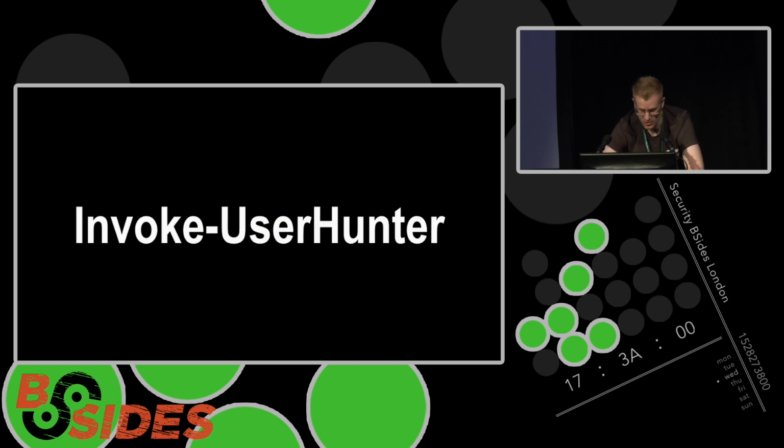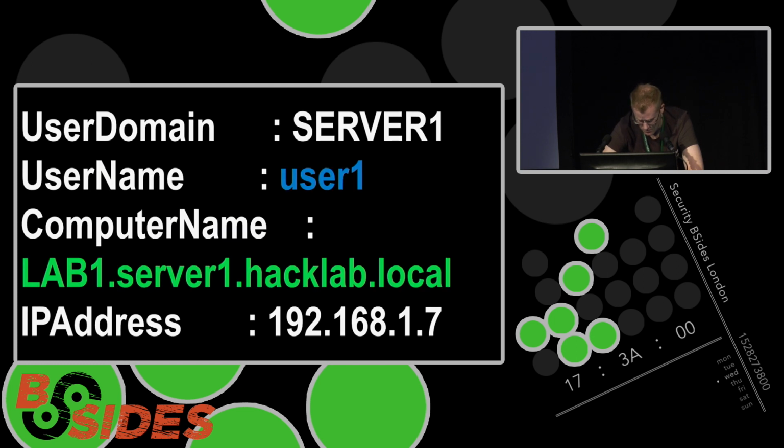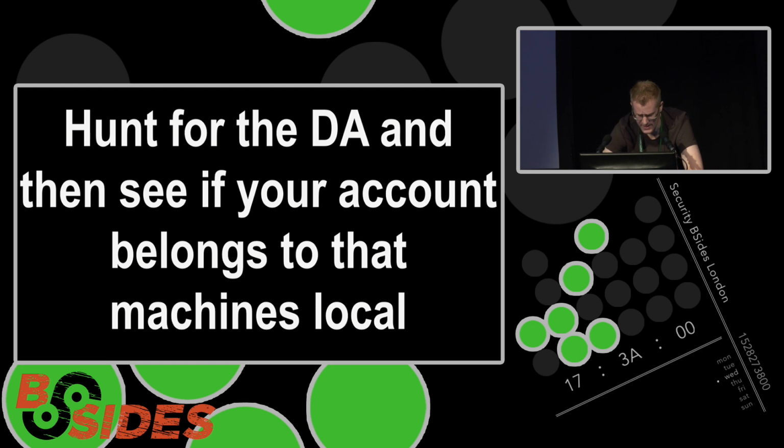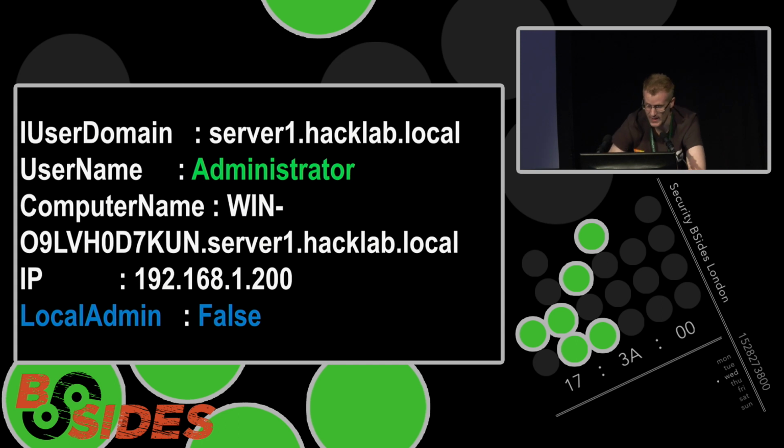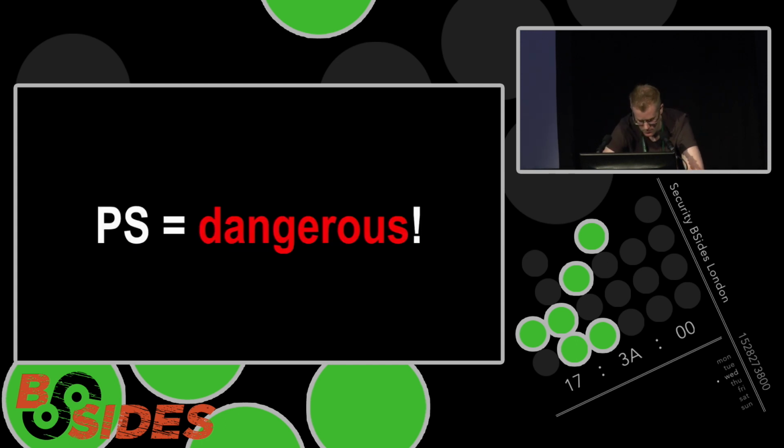You have the classic Invoke-UserHunter. You can obviously use BloodHound as well, but Invoke-UserHunter is quite interesting. Here's the results from it. So it's discovered that user 1, which is a domain admin, is on that IP address. So hunt for the DA and see if the account belongs to a local machine. You have this: Invoke-UserHunter with -CheckAccess. So the response shows that there's the local admin, but unfortunately we're not a local admin on that machine.